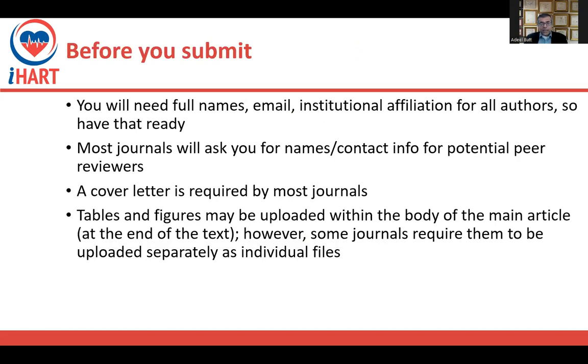Before you start the submission, again, you should gather the full names, email addresses, and institutional affiliations of all authors. Have that ready so that when the journal submission portal asks you to enter them, you're ready to immediately enter them. Most journals will also ask you for potential peer reviewers. You should gather names and contact information of perhaps up to 3 or 4 peer reviewers and can provide that to the journal.